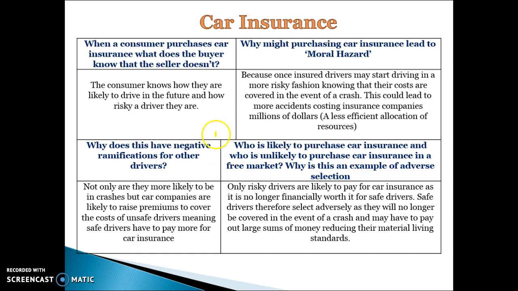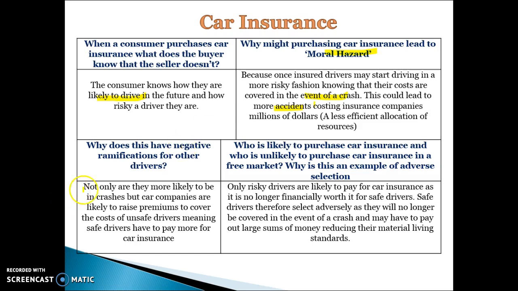So when a consumer purchases car insurance, what does the buyer know that the seller doesn't? They know how they are likely to drive in the future and how risky they are. Why does that lead to moral hazard? Well, because once insured, drivers know that they can drive in a riskier fashion and they're covered in the event of a crash. That could lead to more accidents, costing insurance companies millions and millions of dollars. So that's one reason why it's inefficient, because it can cause accidents.